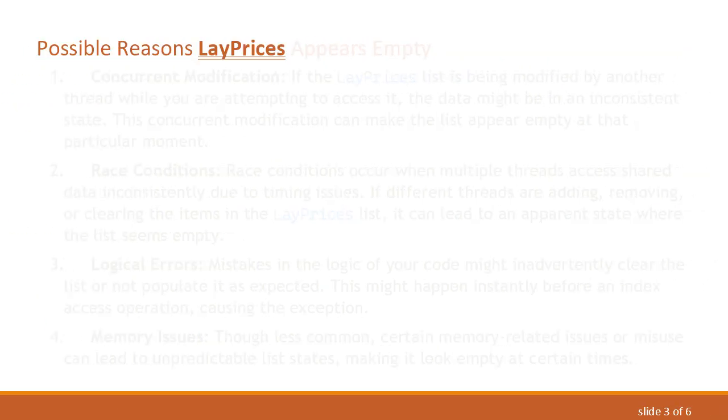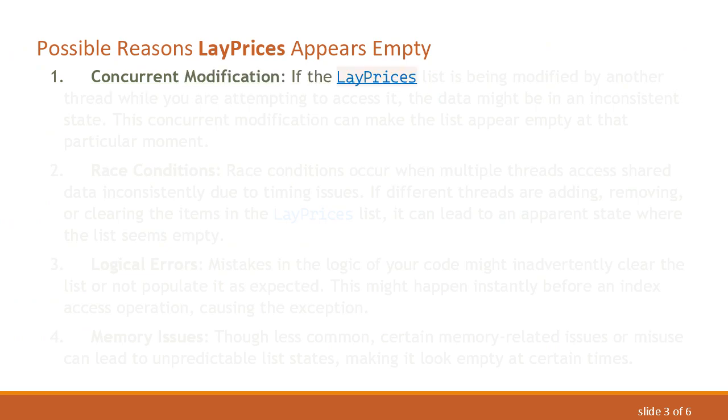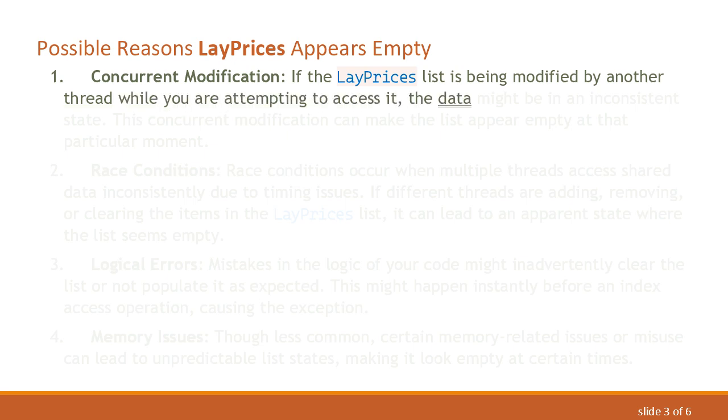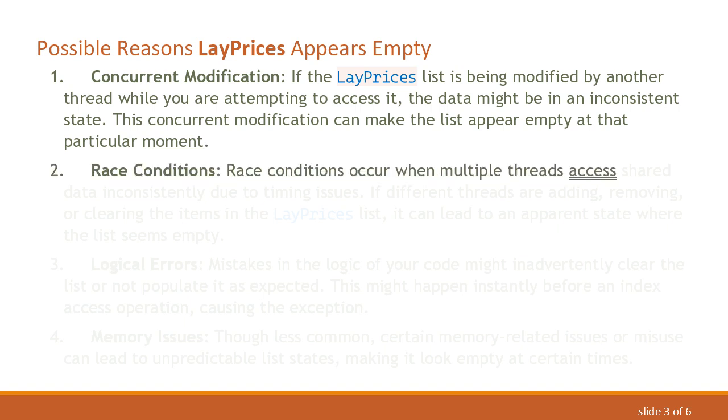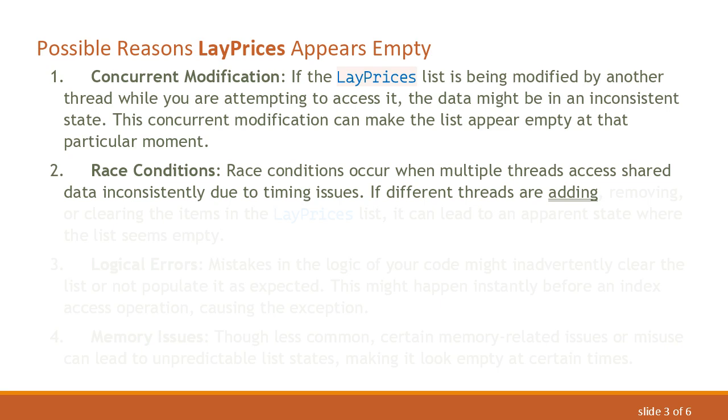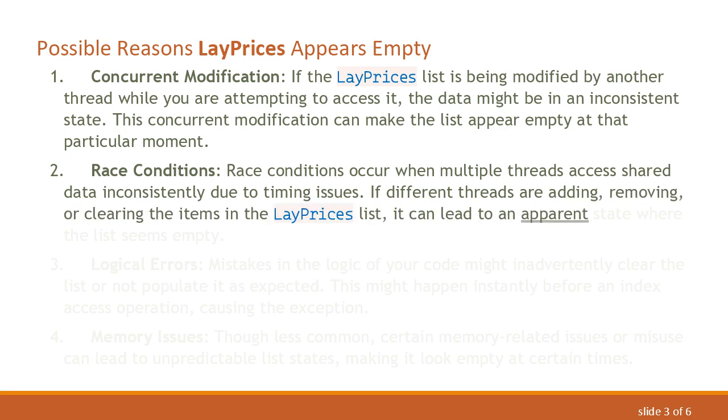Possible reasons LayPrices appears empty. Concurrent modification. If the LayPrices list is being modified by another thread while you are attempting to access it, the data might be in an inconsistent state. This concurrent modification can make the list appear empty at that particular moment. Race conditions. Race conditions occur when multiple threads access shared data inconsistently due to timing issues. If different threads are adding, removing, or clearing the items in the LayPrices list, it can lead to an apparent state where the list seems empty.